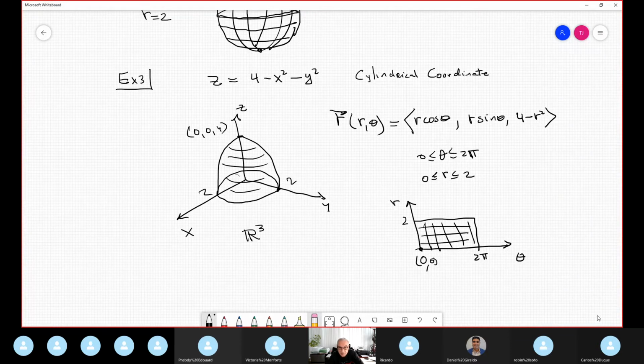Well, then (r, theta) = (0,0) is (0, 0, 4), no? Because if r is 0, this is gone, this is gone, this is 4, and this is this point. Okay, this point. Point by point, we can find the image inside the paraboloid.